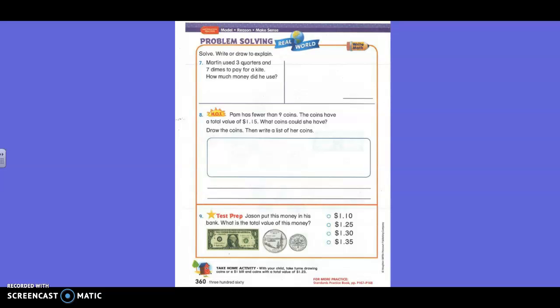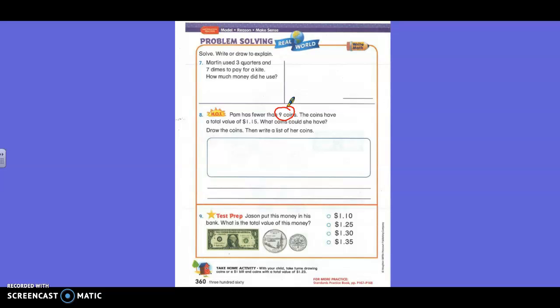Well, nickels are 5. We might think to use a lot of 5s. Remember, how many 5s are in a dollar? You guys remember from yesterday? 20. 20 nickels are a dollar. We have to do under 9 coins. We can't use just nickels. They said it has to be under or fewer than 9. 20 is way bigger than 9.